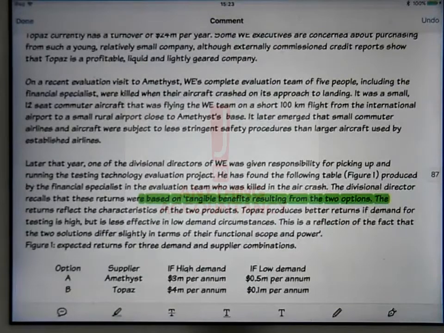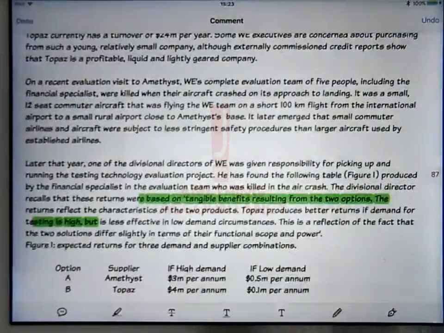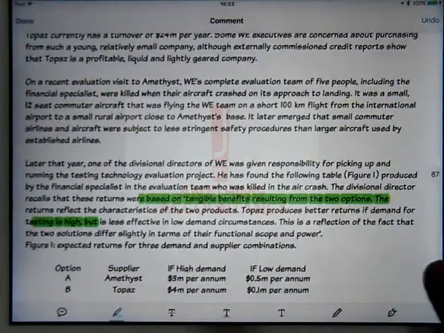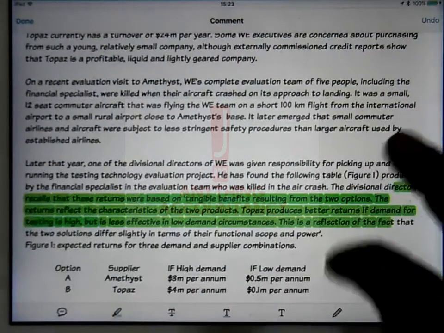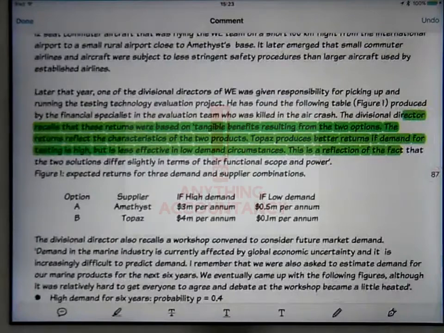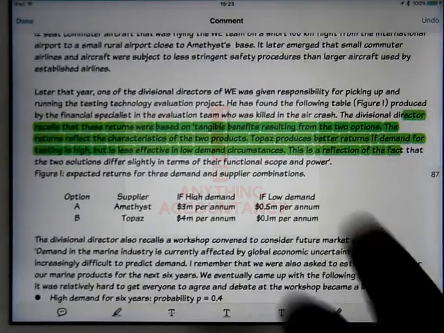The returns reflect the characteristics of Topaz, which produced better results if demand was high, and was less effective in low demand, and a reflection of the fact that the two solutions differ slightly in terms of functional and scope. Okay, fine. The figure 1. Okay, quickly calculate this one.